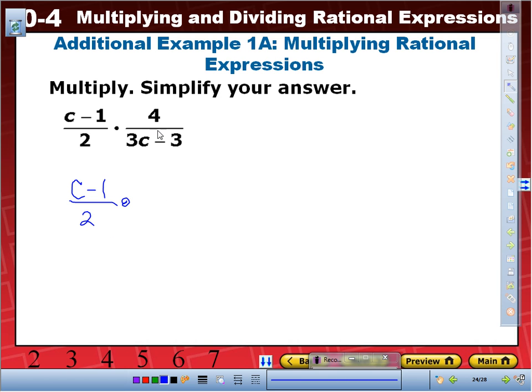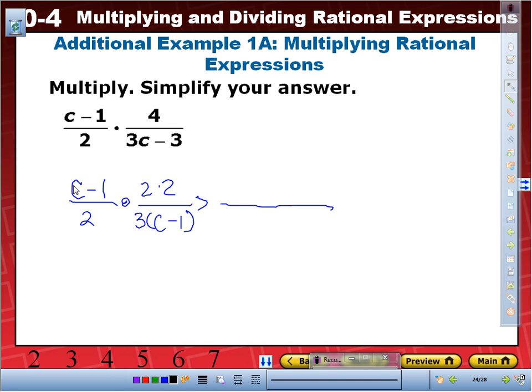Times. I need to simplify this one. Can I factor this one more? Yeah, it becomes 2 times 2. What is this one? GCF is what? 3, and we're left with c minus 1. Now that I simplified both of them, which means I factored completely, now I'm going to multiply the numerator and then the denominator.